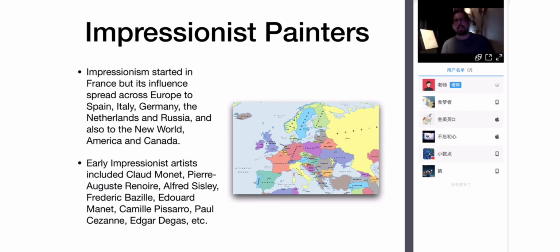Impressionism first started in France, but its influence spread across Europe to Spain, Italy, Germany, the Netherlands, and Russia, and also the New World, America, and Canada. Actually, I do need to do a lesson on the Canadian Impressionist painters. They were Europeans that came to Canada and painted Canada. So we'll talk about that in the next art lesson.